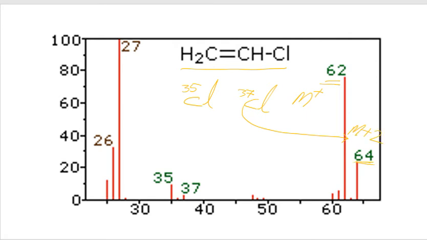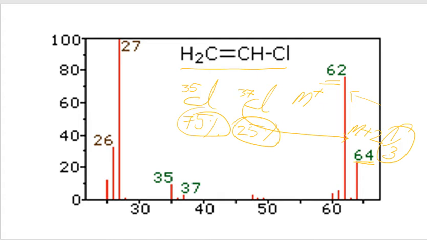The ratio, that means the height of these peaks, will not be the same as in the case of the bromine containing compounds, but here the M plus 2 peak is one third of the M plus peak. That is because of the isotopic abundance difference. In the case of chlorine 35, the isotopic abundance is 75%, and in the case of chlorine 37, it's roughly 25%. So it's one third that of the M plus peak.